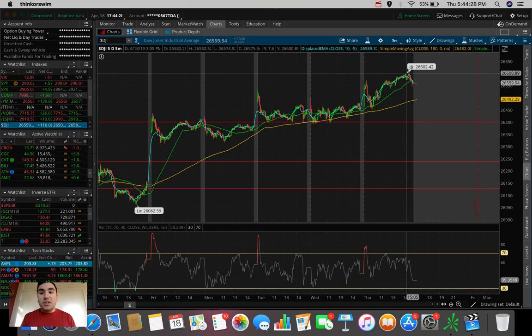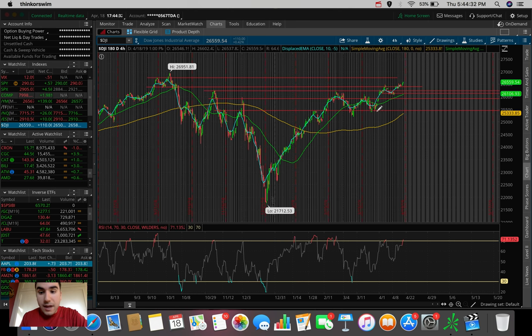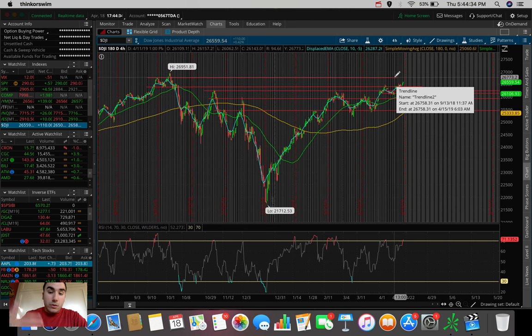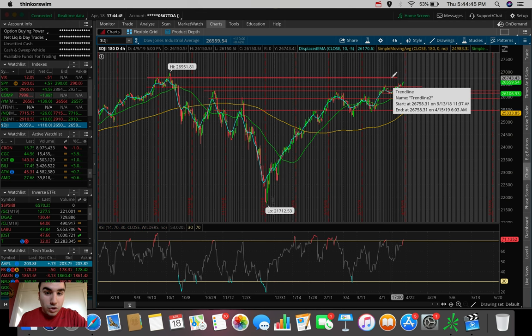And today, we actually popped up and we actually formed a higher high here. We tested $26,600, and it's looking like we are filling up that gap, right, that we've been talking about, up to 26,700, 26,800, that rough general area, which is the next resistance that we're looking at in terms of the Dow Jones.